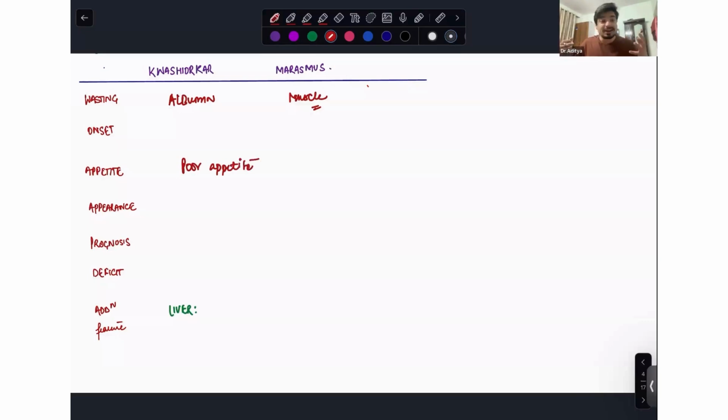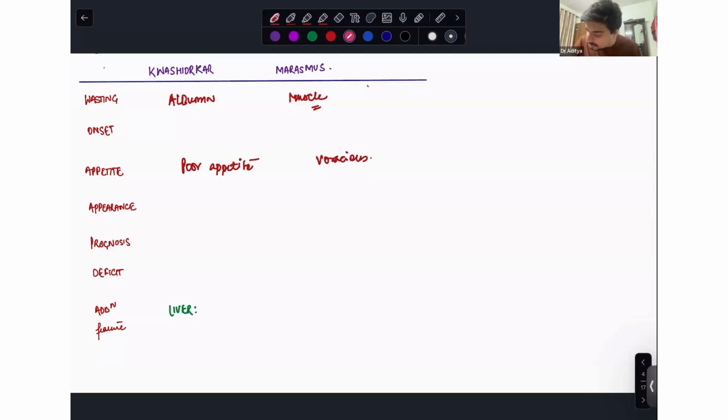As far as marasmus is concerned, the child has lost a lot of muscle mass, but the neurotransmitters are there. He has not eaten for 10 days. If you give him food, he'll want a lot of food. He'll have a very voracious appetite. As someone rightly pointed out in the comment section, there is going to be voracious appetite.